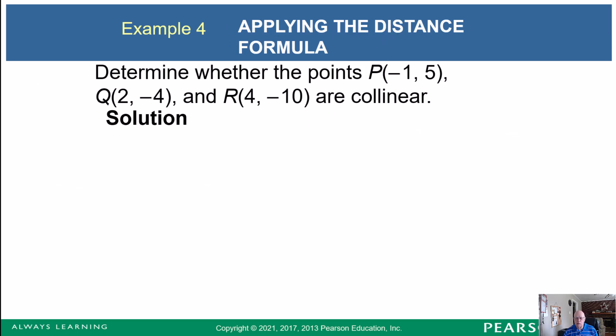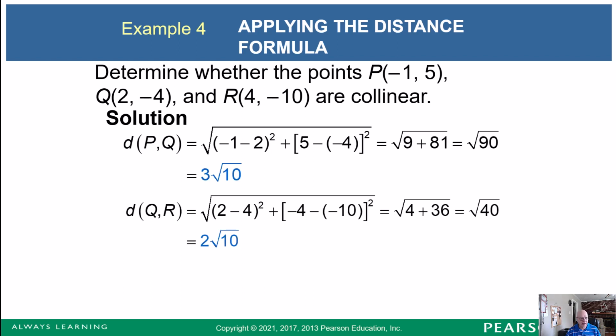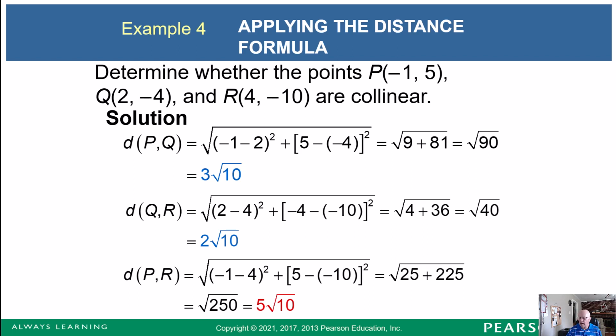Here's one you can practice with. I suggest you go back maybe or listen to that again. See if you can determine whether they're collinear or not. Get the three distances, see if two of them add to the third one. This first one, second one, third one. And this third one, if you notice, is the sum of these first two. And that makes the three points collinear.